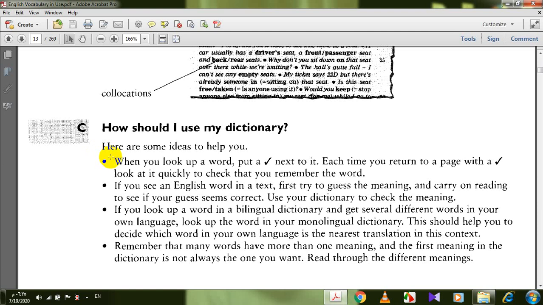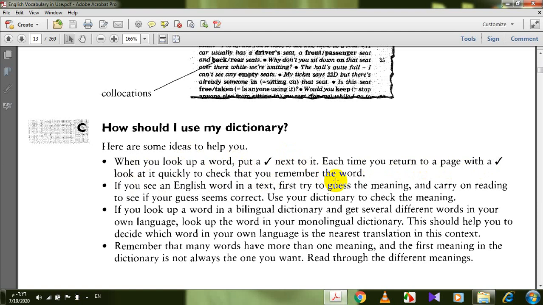Let's see how should I use my dictionary. How should I use my dictionary? Here are some ideas to help you. When you look up a word, what do you mean by look up here? Look up means to check a word in your dictionary, to check the meaning of a word. When you look up a word, put a tick next to it. Each time you return to a page with a tick, look at it quickly to check that you remember the word. This is a good idea, actually.